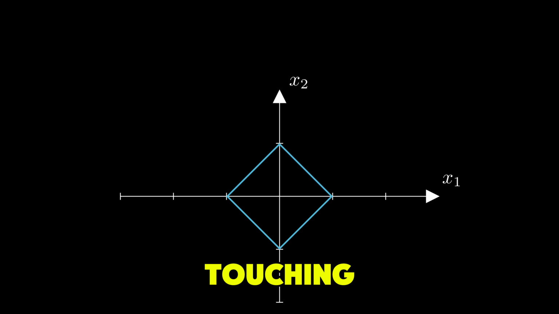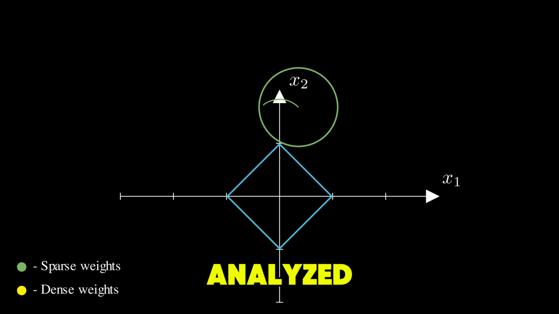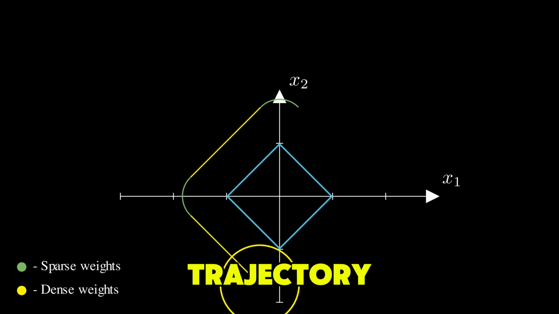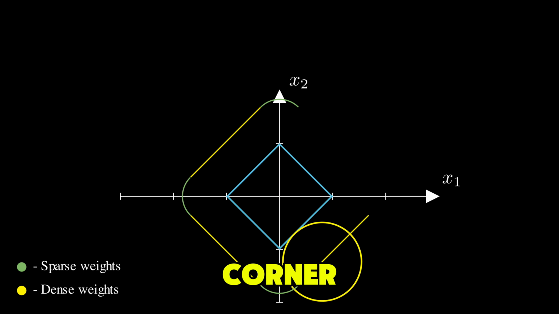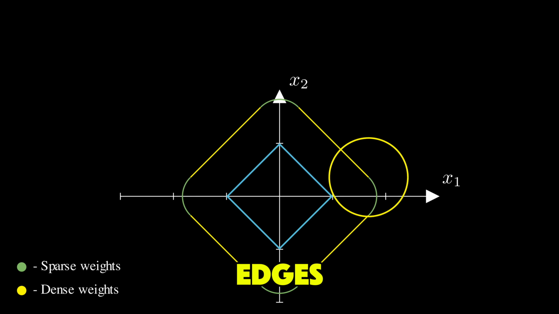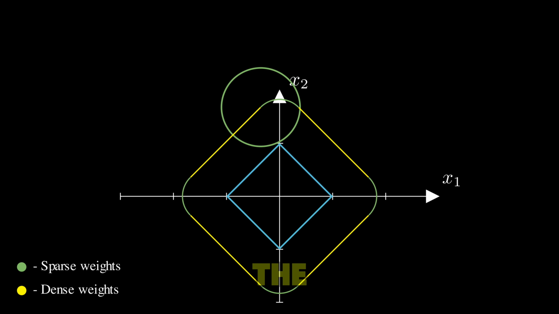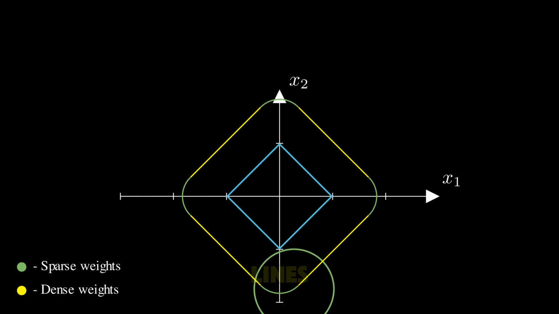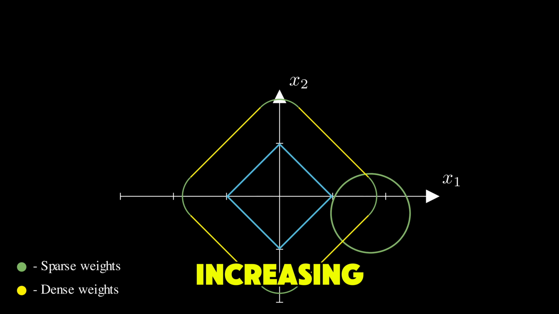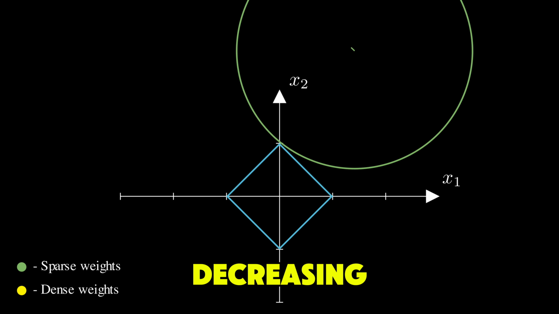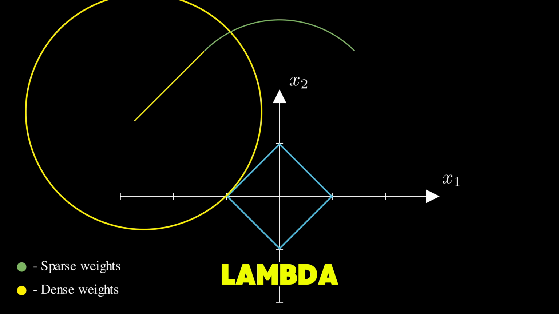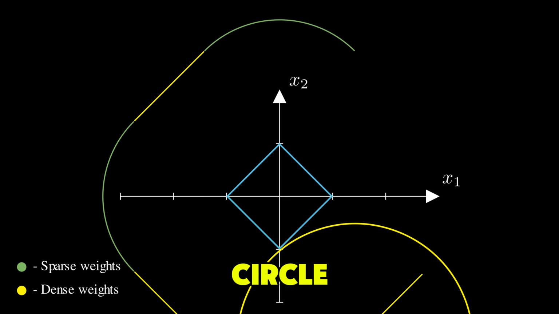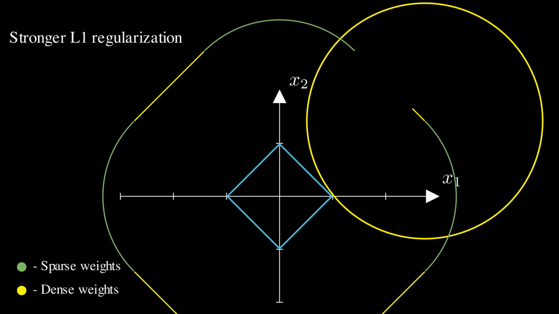The likelihood of touching a corner versus the edges can be analyzed by observing the trajectory of the tangent circle. In this illustration, we depict the trajectory in green when the circle touches a corner, and in yellow when the circle touches the edges of the diamond constraint. To measure the probability of obtaining sparse weights, we simply compare the lengths of the green and the yellow lines. As demonstrated, increasing the radius of the circle, which is equivalent to decreasing the size of the diamond or increasing the lambda coefficient in the regularization parameter, results in a higher likelihood of the circle touching the corners, which gives us weights that are sparse.